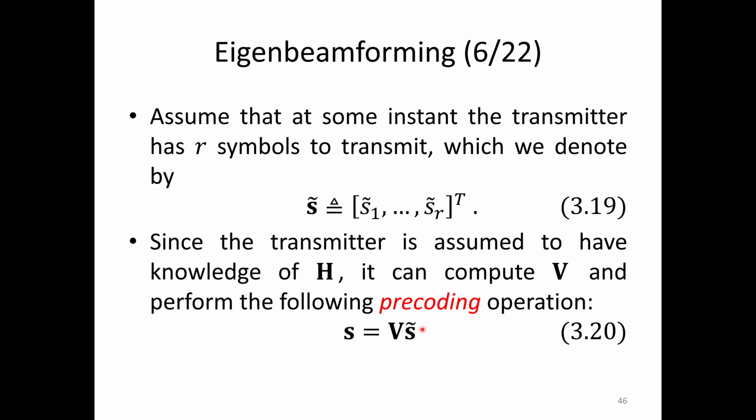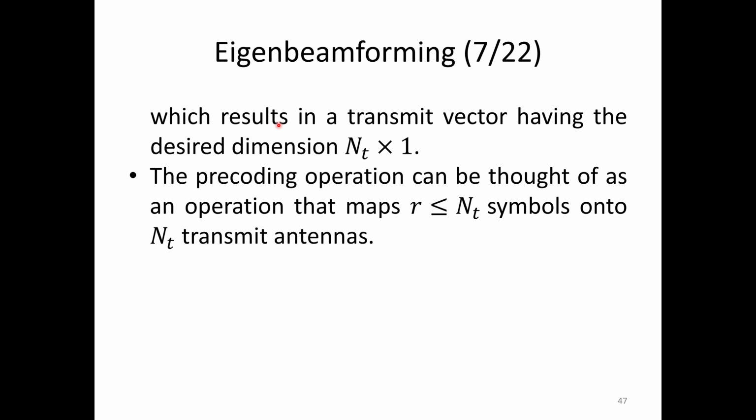I think it is natural for you to ask a question. Why do we need to compute V times S tilde and assign it to S? We will see the reason later, which results in a transmit vector having the desired dimension nt by 1. Why is the dimension of the transmit vector nt by 1?